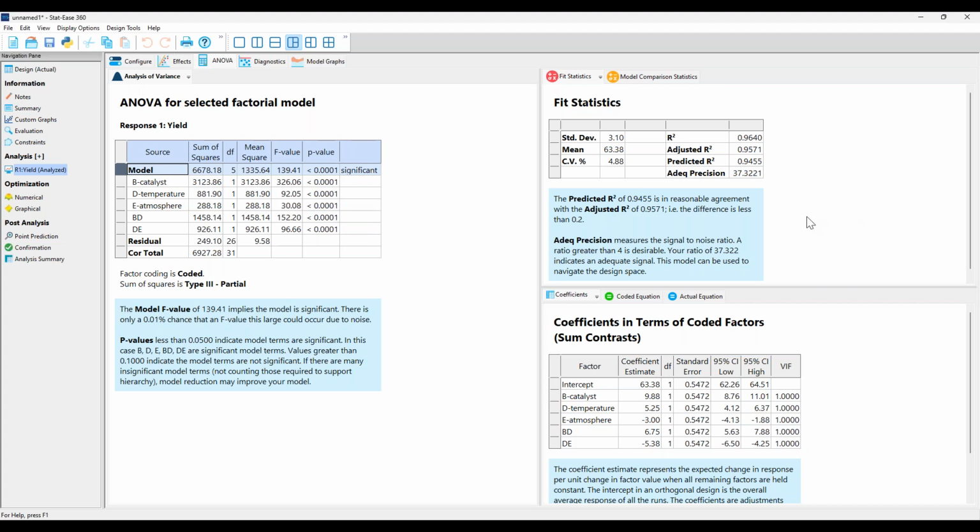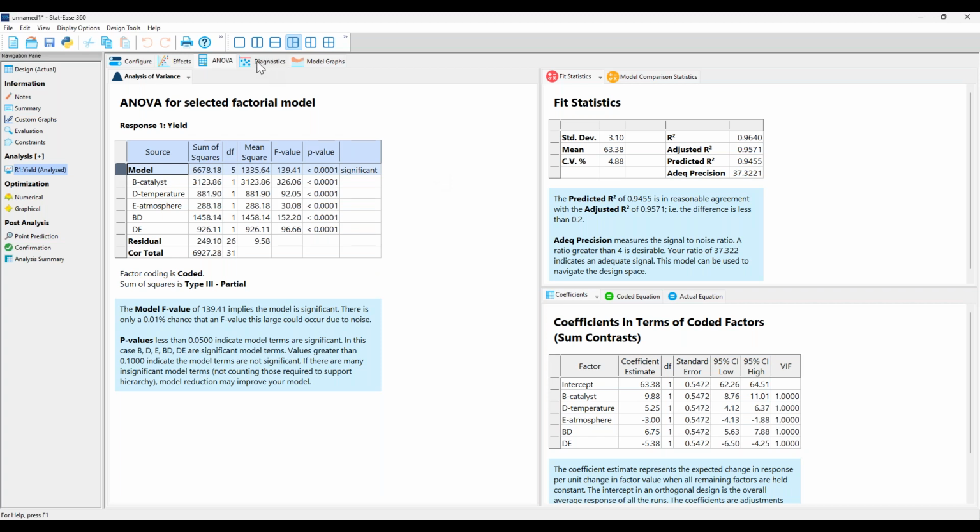On the right, we have fit statistics. We have the standard deviation of our predictions. We have the R-squared value, the adjusted, and some other nuanced versions of R-squared. The annotation gives us insight into what we're looking for. We want to see the adjusted and predicted be within 0.2 of each other. They are. We want to see the adequate precision be 4 or greater. It is. So we're in good shape.